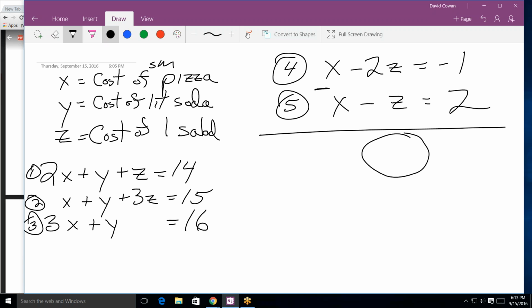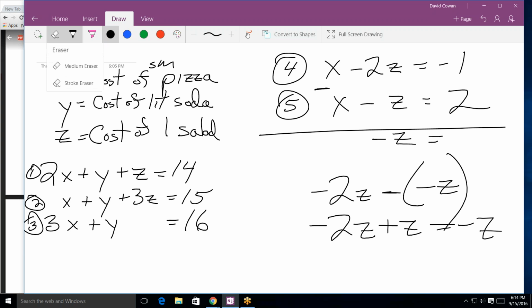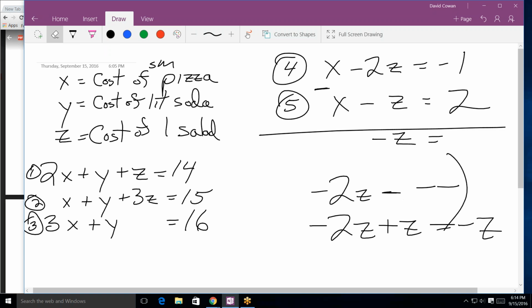But what goes right here? Would be negative z? Or negative 3z? No, you had it right the first time. Z. Yeah, that's why subtraction is so much harder. Here's what we're doing. We have minus 2z minus a minus z. Well, that's minus 2z plus z, which is equal to minus z. So if I'm going to subtract these two equations, that's what I get. And what do I get for the number? What's minus 1 minus 2? Negative 3.